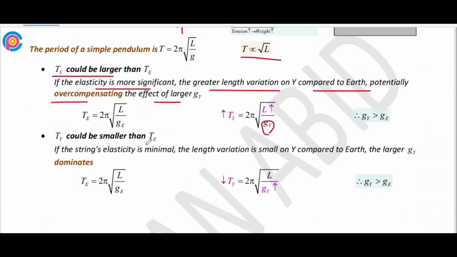And Ty could be smaller if the string's elasticity is minimal and the length variation is small on Y as compared to Earth, so the larger gy dominates. So gy is greater in this scenario, so Ty would be less. In this case, Ty is less than Te. So in both scenarios, if the tension and elasticity dominate, Ty could be greater than Te, or if the gravitational pull dominates, then Ty could be smaller than Te.